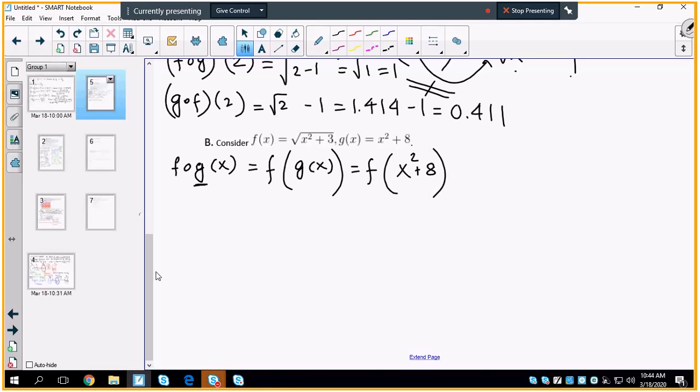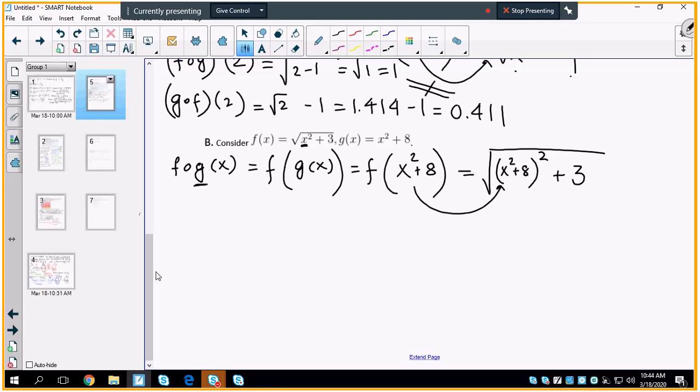Now I look at my f(x). f(x) is the square root function and it is x squared, but this is my input, so I replace x by this input, x squared plus 8. Then I square it. Remember, it was x squared. In place of x, I have put the new input and then I squared it. 3 doesn't depend on the input, so I don't change it. I just say plus 3.